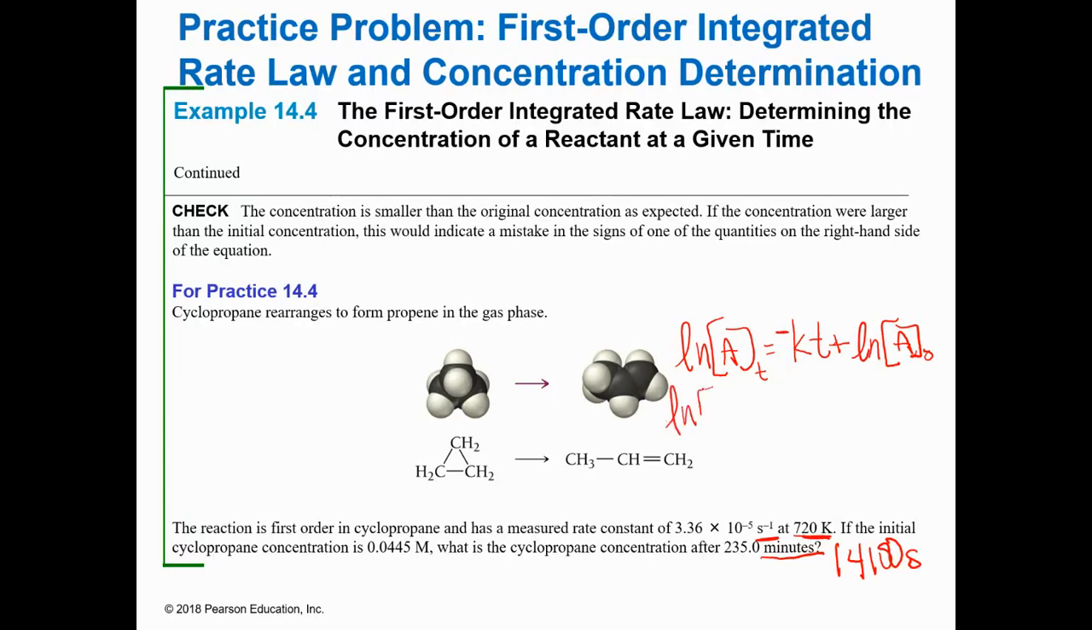So I've got ln[A]t equal to negative 3.36 times 10 to the negative 5 times 14,100 seconds plus our ln of 0.0445. Okay.